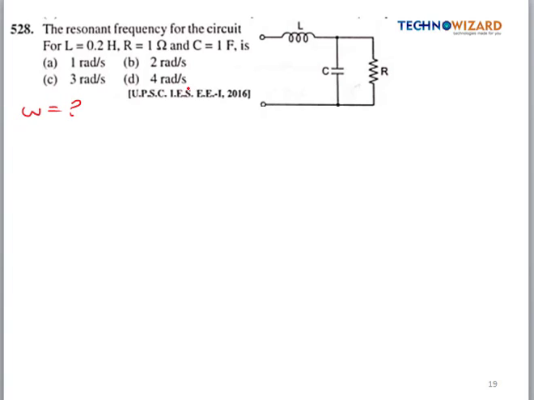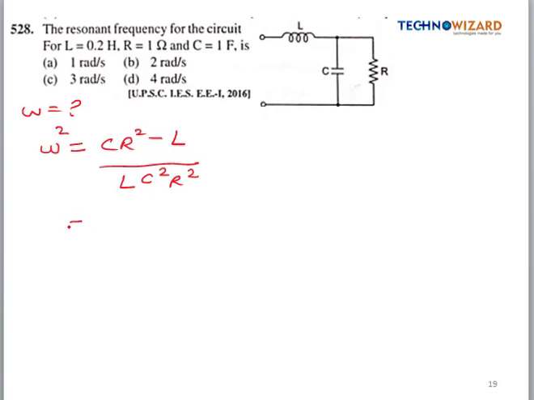So similarly you can write the expression for the input impedance and then equating the imaginary term to 0, you will get the expression for omega. For this question, omega square is given by C into R square minus L divided by L into C square R square.